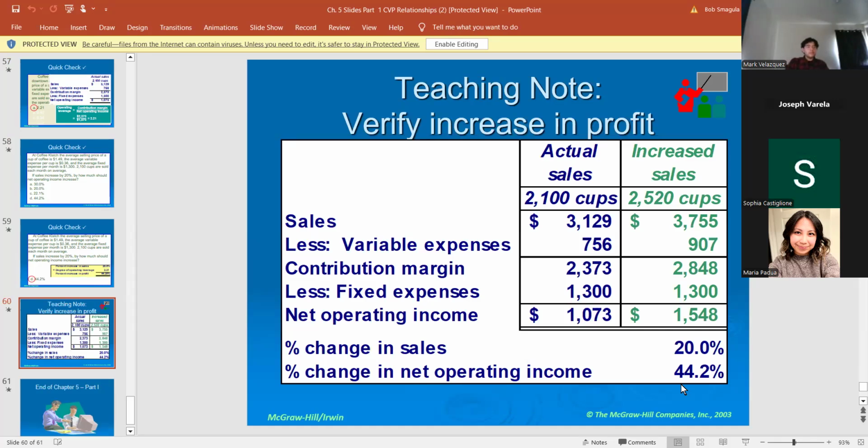We now sold 2,520 cups. Variable expenses and contribution margin same percentage-wise. The fixed dollars remain the same, and our income went from 1073 to 1548, 44% with the leverage, huh?